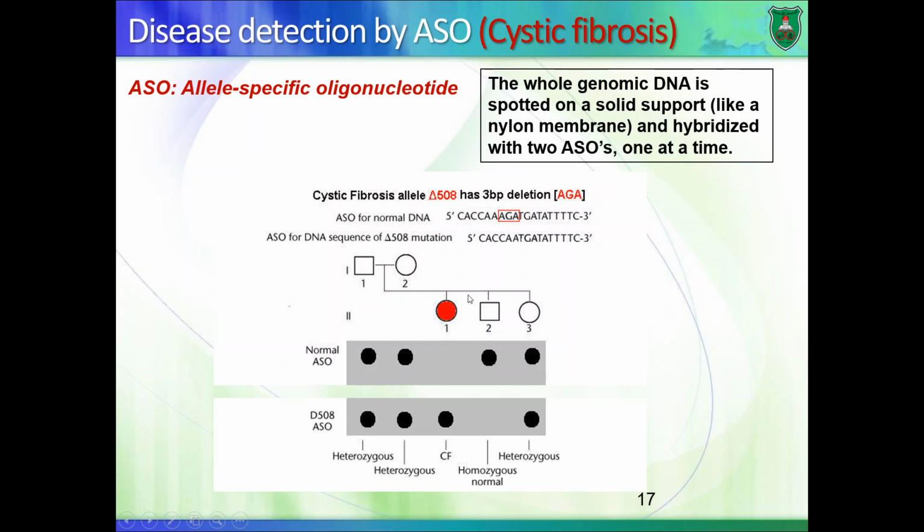Now, this little child that has cystic fibrosis, she does not have the normal allele, and there's only a signal coming out if we use the oligonucleotide for the deleted gene. So we know that she has both alleles having the deletion. She has the defective gene on both chromosomes. And we say that this person is homozygous for the defective gene. She has cystic fibrosis.